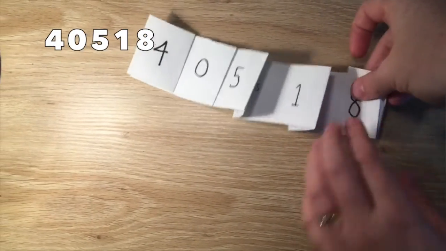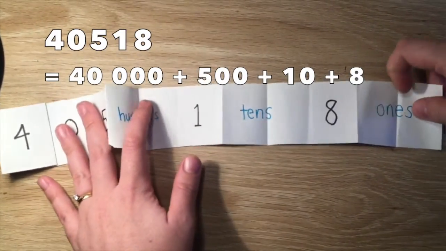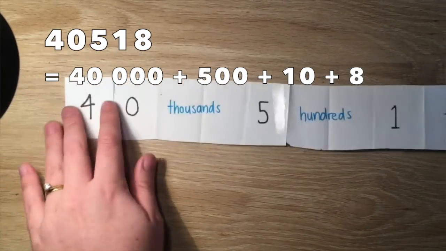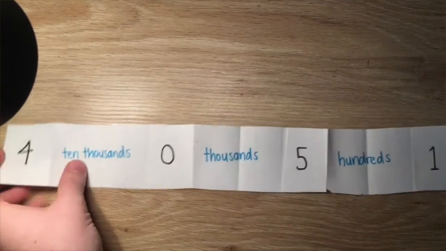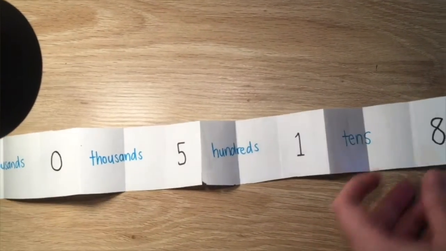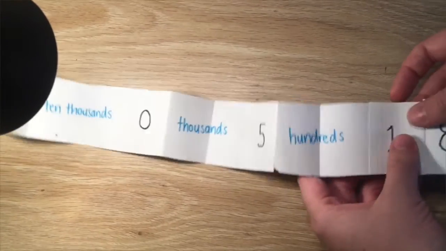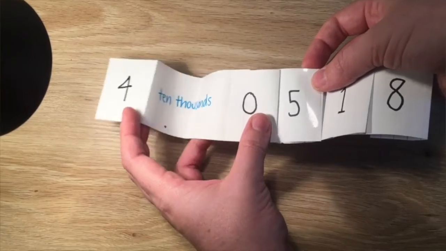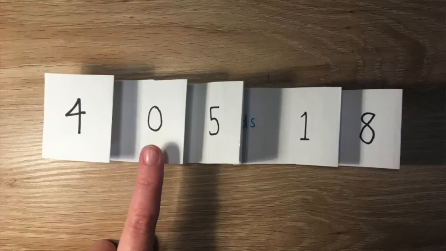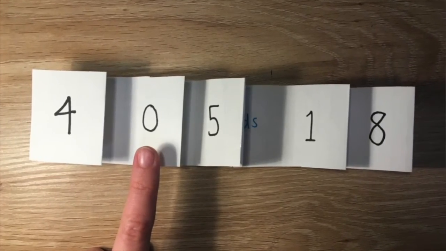Let's take this number for example. When we expand the number, it becomes 40,000, 500, 10 and 8. Number expanders are a useful tool to explain expanded notation and help students to use non-standard partitioning. Have a look at my homemade expander. Take note that this number has a 0 in the thousands column.